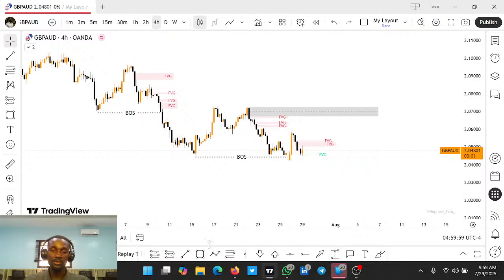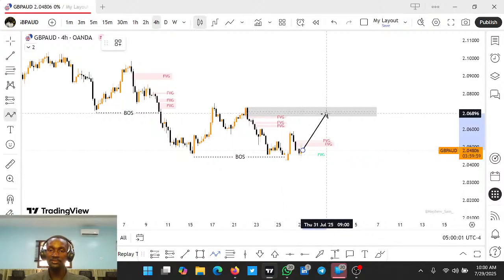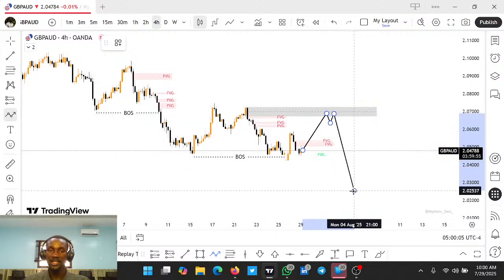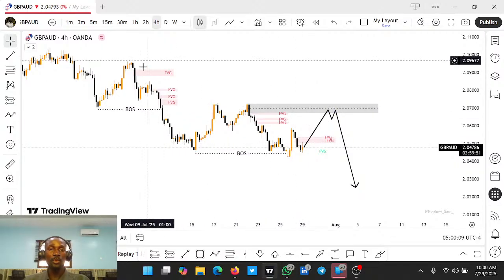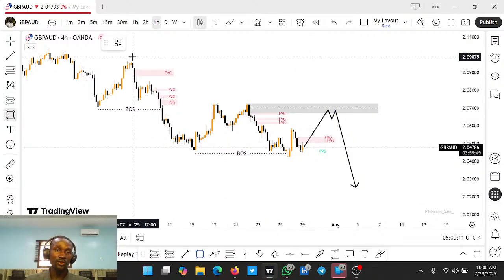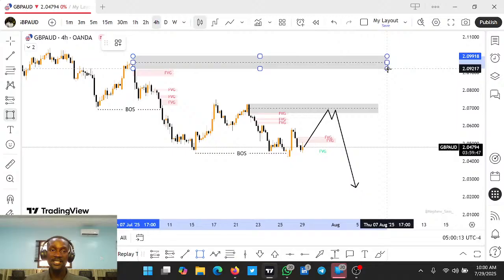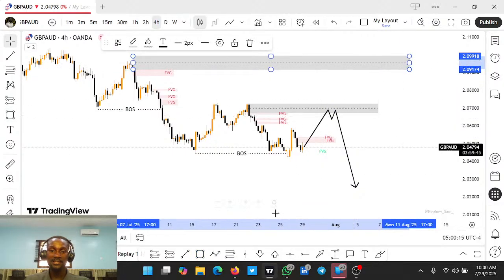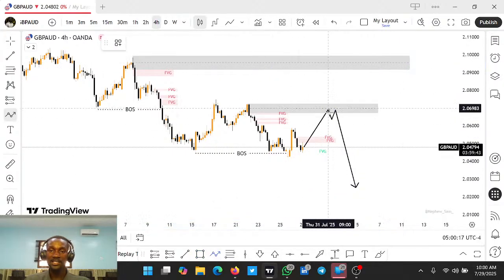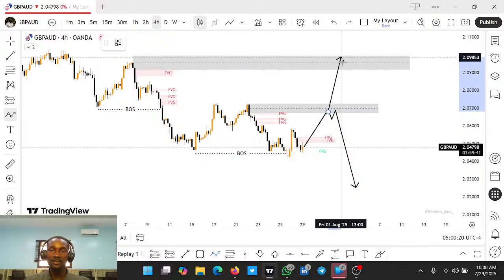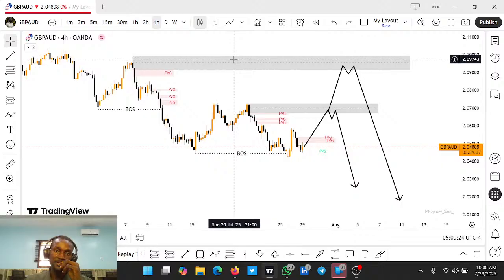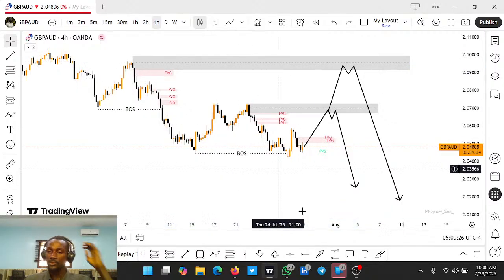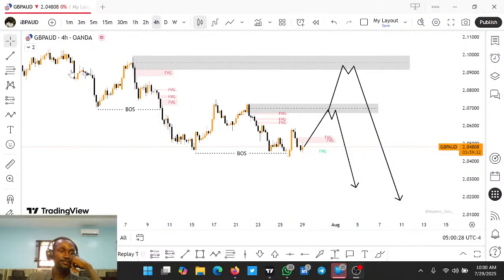So what am I expecting the price to do? I'm expecting the market to come to this level, give me confirmation for the sell, and then sell with the trend. So obviously GBP is a sell. But also take note that we have a strong level here too. If the market is able to take out this level here, so GBP is a sell.